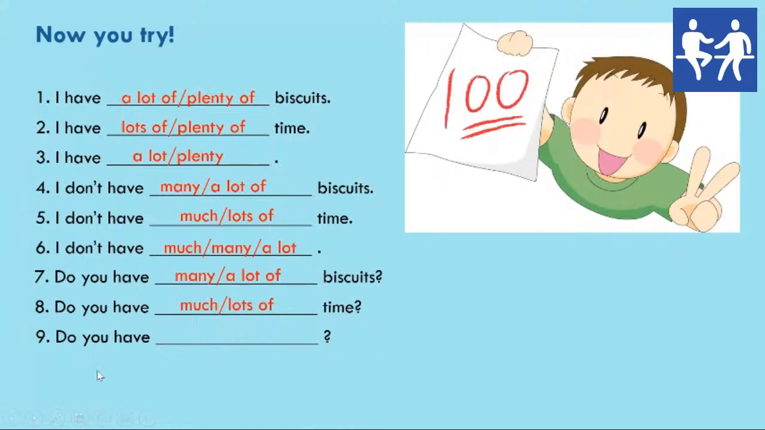And finally, sentence 9. We don't have a noun at all. How do we end the question? So we can say, do you have a lot? Or much or many, depending on whether the original noun you're talking about is countable or uncountable. How did you do?